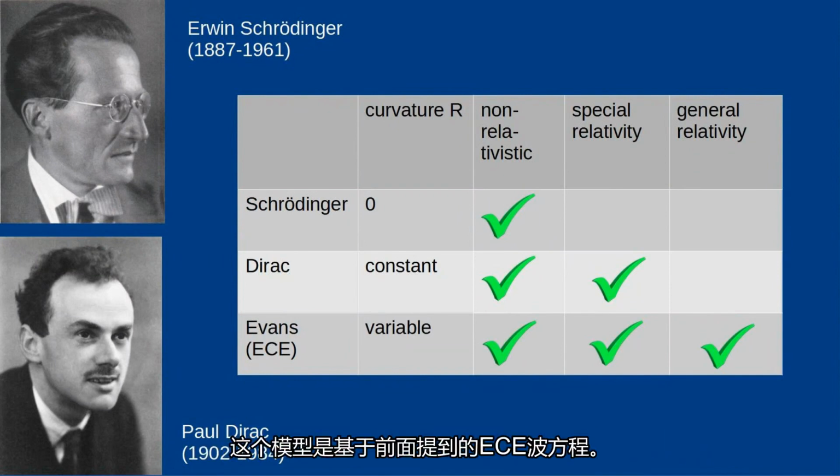This model is based on the previously mentioned ECE wave equation. It includes spacetime curvature and torsion effects and describes the long-sought union of quantum mechanics with general relativity.